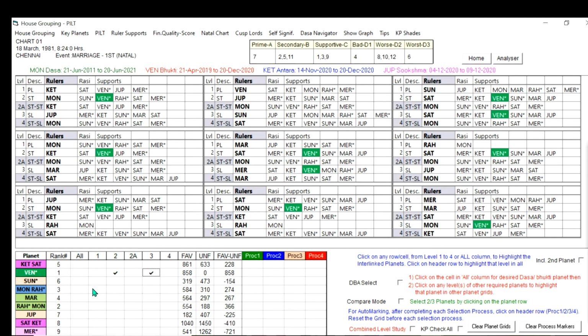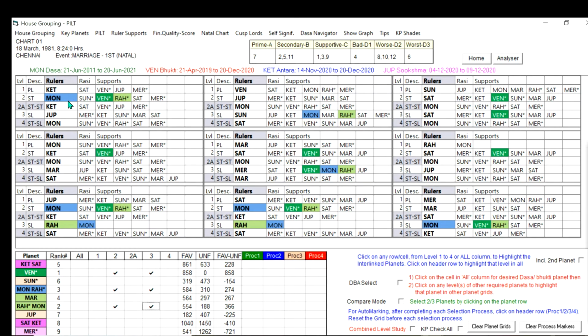Now look at the Moon, second level and third level, or either level. Then Rahu, second level or third level. What I have done is I have selected these three planets. I want to check the planets which have these three planets as star lord or sub lord. You can see that the planets which have these three planets under the ruler column will get highlighted.